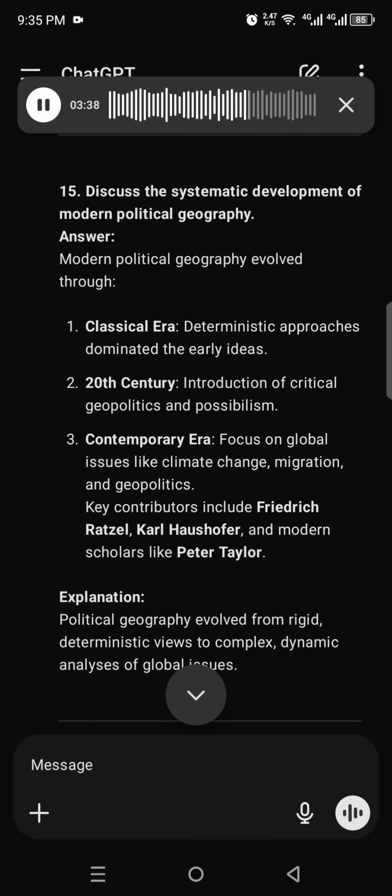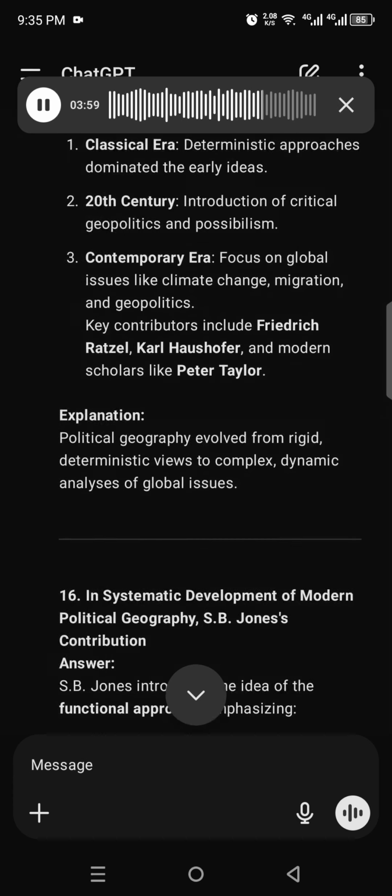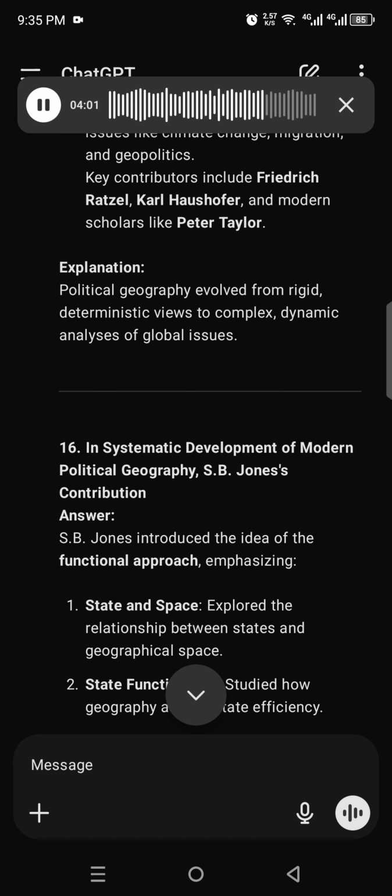Classical era. Deterministic approaches dominated the early ideas. 2. 20th century. Introduction of critical geopolitics and possibilism. 3. Contemporary era. Focus on global issues like climate change, migration, and geopolitics. Key contributors include Friedrich Ratzel, Karl Haushofer, and modern scholars like Peter Taylor. Explanation. Political geography evolved from rigid, deterministic views to complex, dynamic analyses of global issues.